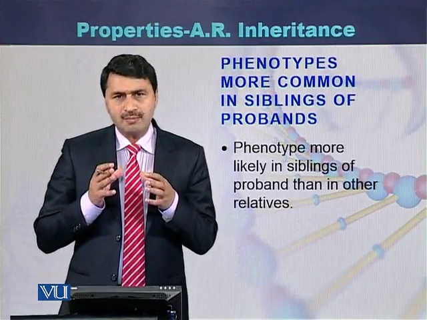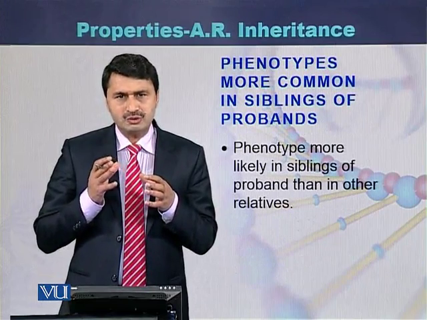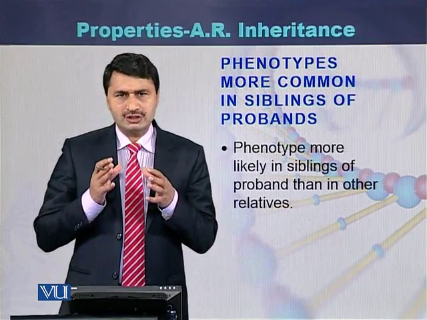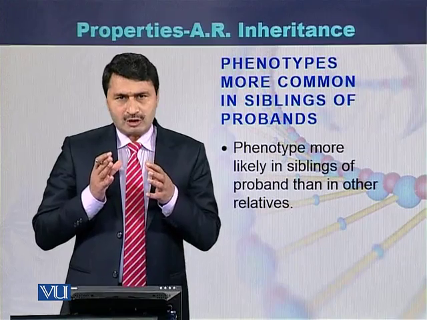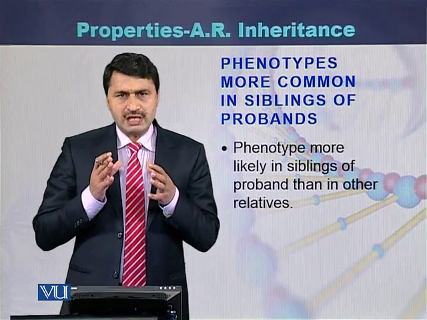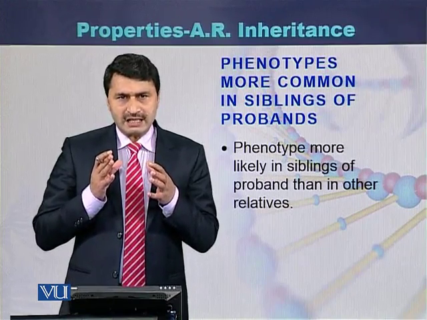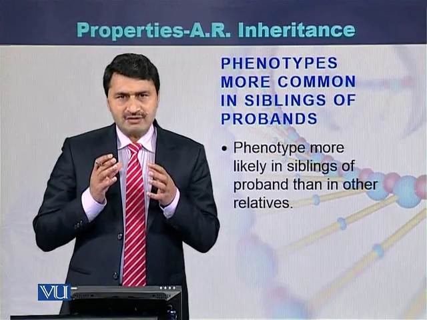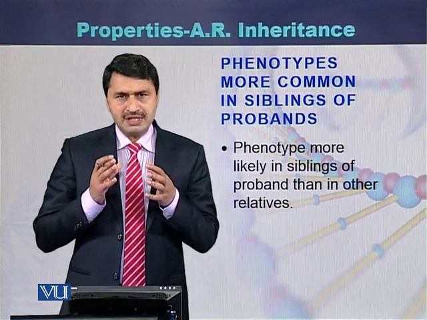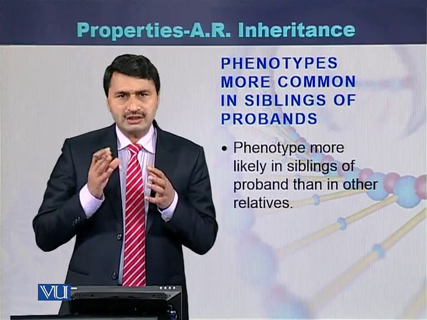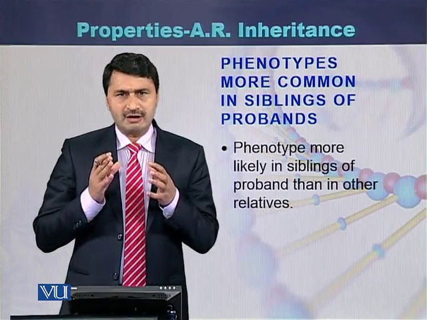Phenotypes are more common in the siblings as compared to relatives. If there is a cross between two individuals who are both cousins and carriers of a disease, there will be more children affected as compared to other relatives of the parents.